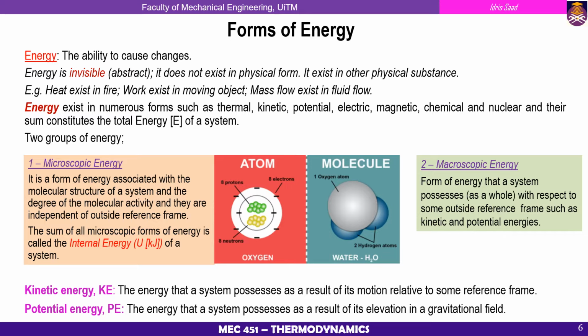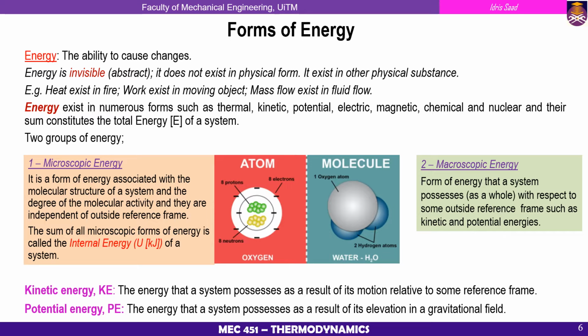The energy can be divided into two main groups. The first one we call the microscopic energy, and the second one we call the macroscopic energy. The microscopic energy is defined as the form of energy associated with the molecular structure of a system and the degree of the molecular activity, and they are independent of outside reference frame. Based on language, micro means something small.